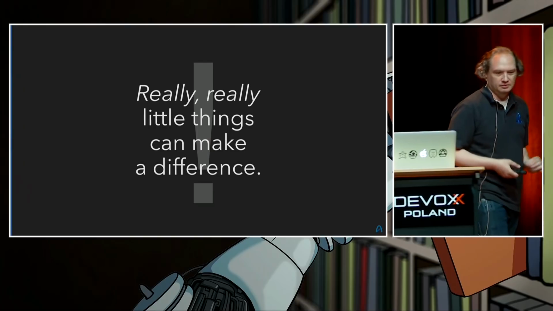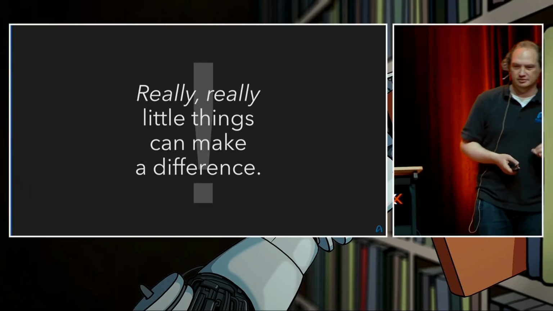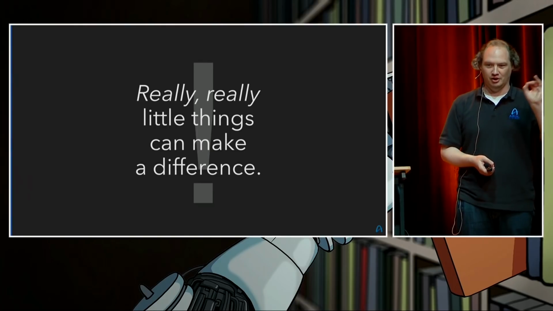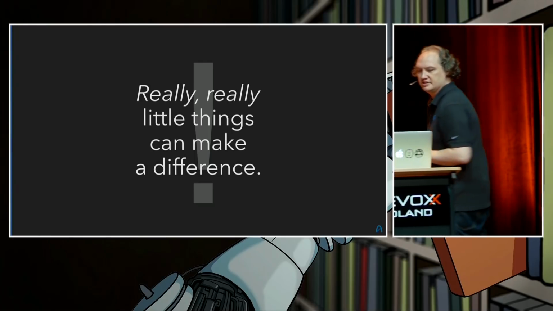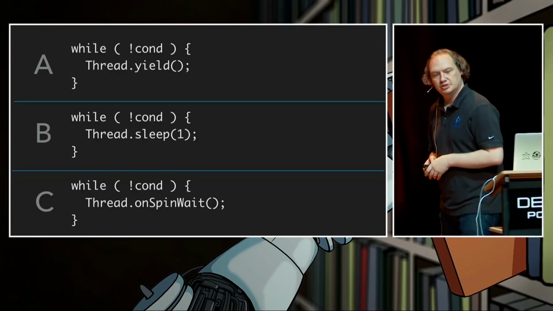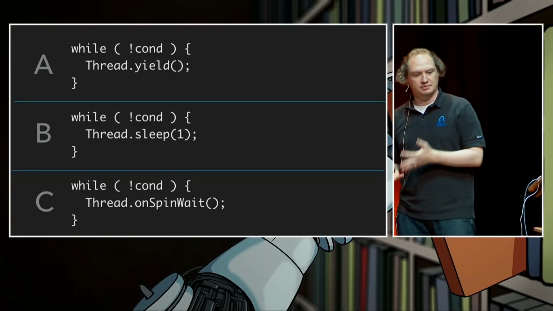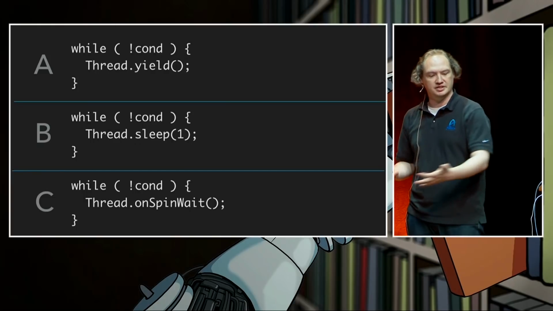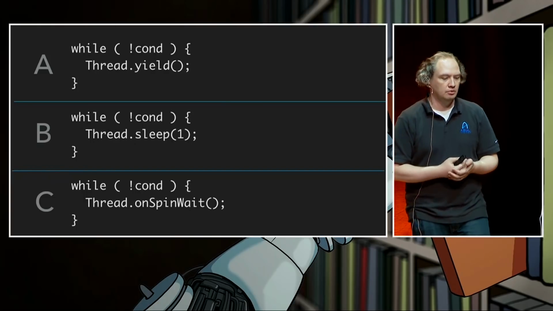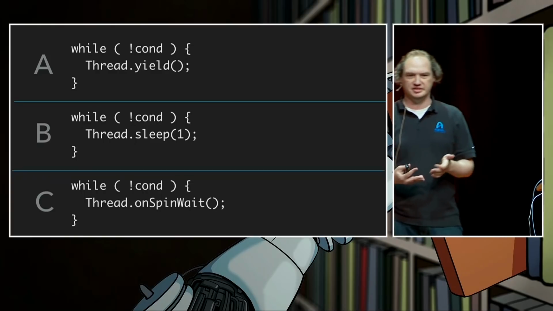And for the last thing, we're going to go really, really small. Single instruction, small. But it still matters in the right context. Which would you think is better? While not some condition, Thread.yield. While not some condition, Thread.sleep for a millisecond. While not some condition, Thread.onSpinWait.